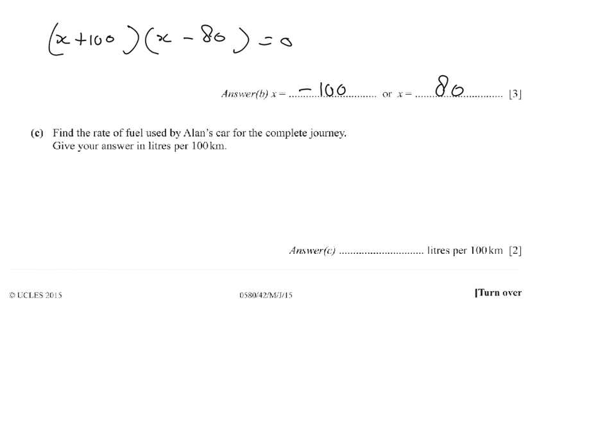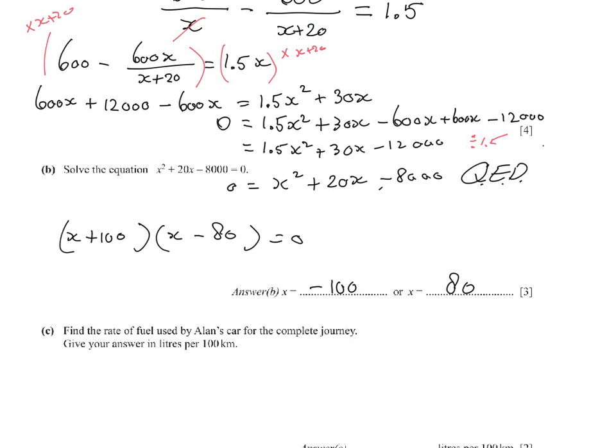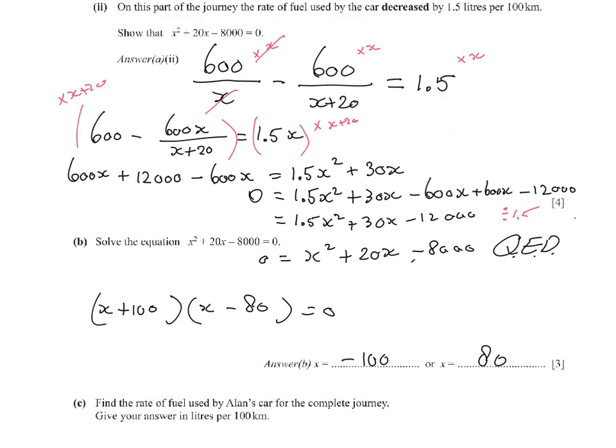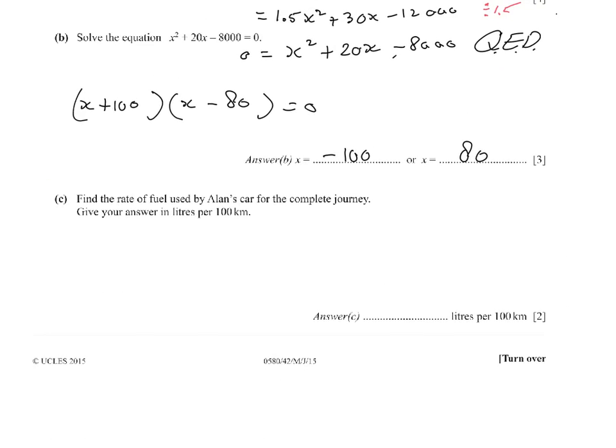So to the last question of this question 3. And they're asking us to find the rate of fuel used by Alan's car for the complete journey, yeah? So of both parts, and give your answer in liters per 100 kilometers, okay? For 2 points. So if I just scroll up, for the entire journey, on the first part, it used 6 liters of fuel, and on the second part, another 6 liters indeed. Yeah. So how many liters in total did the car use? 6 for the first part, 6 for the second part, so 12 liters. But how many kilometers did the car travel? Yeah, because we're finding the rate of fuel used per kilometer.